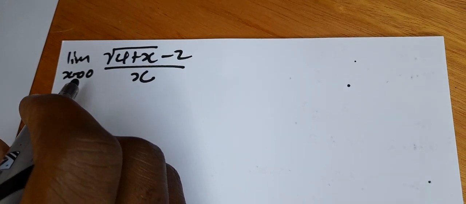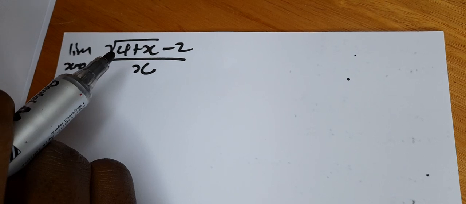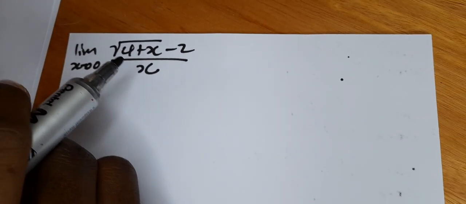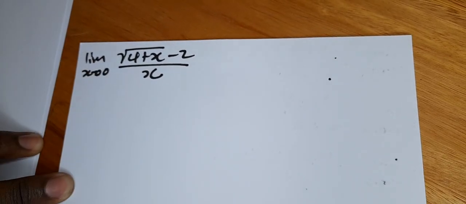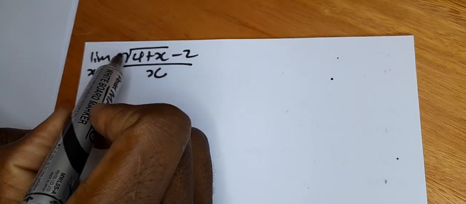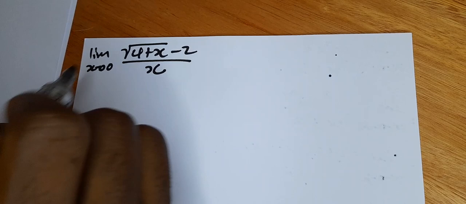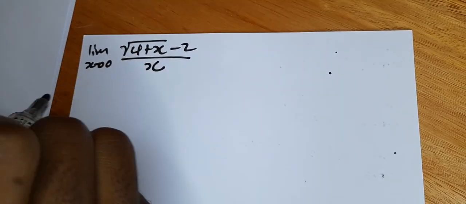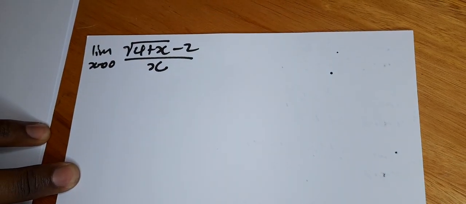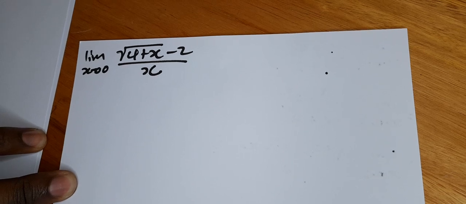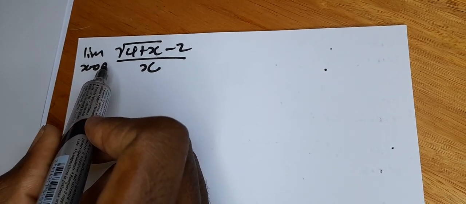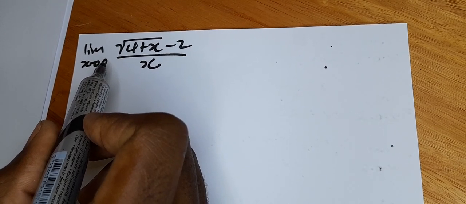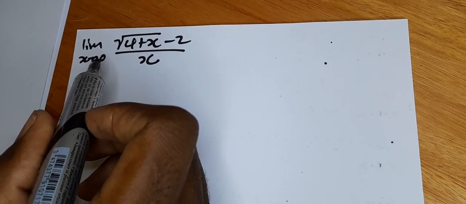We are going to look at the rationalization one. How can you see that this one needs a rationalization method? You can see it by the square root. If you have the square root, then you can say this one is a rationalization method. First, we try the direct substitution. Remember, the first thing you must do is a direct substitution.